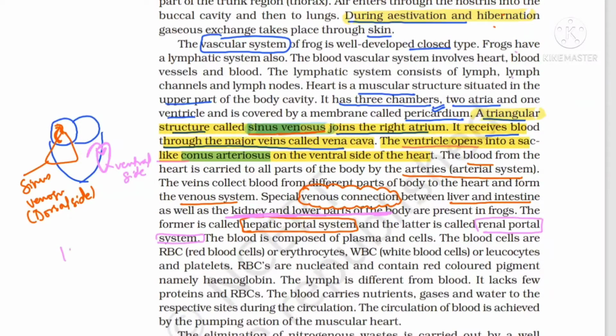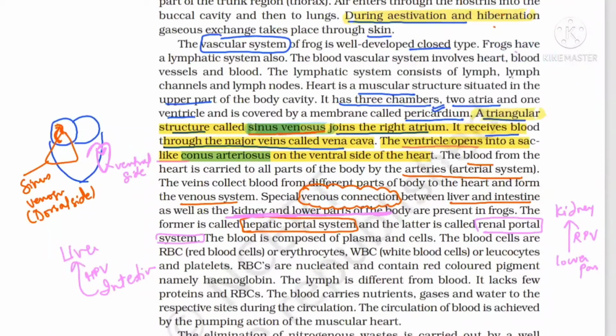Here it is, liver and intestine. Make this connection. You write here hepatic portal vein. It is a vein. And do one thing, write here kidney and lower part. And make this connection, write renal portal vein. So I think this much is clear to you.